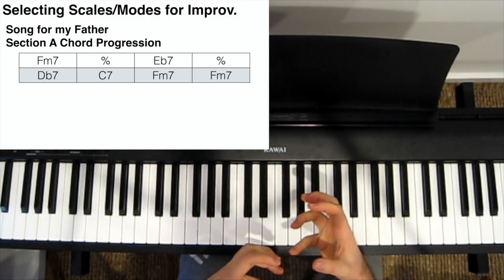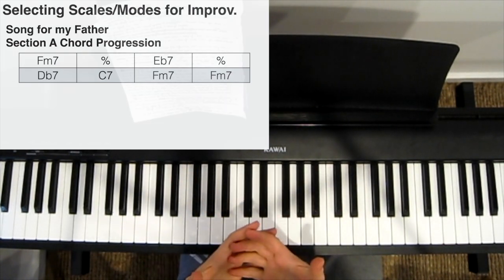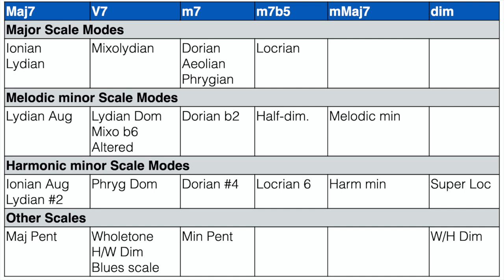Great, so now which modes do we actually choose? Well, here's a list of modes and scales you can use over each chord type. As a generalization, we want to make sure that the root, third, fifth, and seventh of each chord are in the scale so that the scale fits over that particular chord. So in principle, you could pick any of these modes for each chord type.